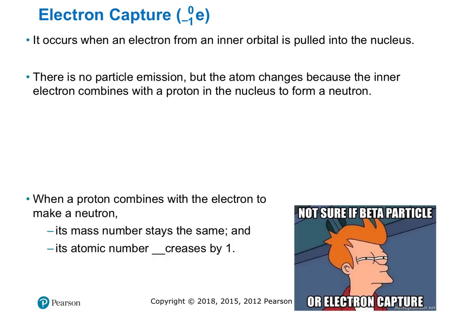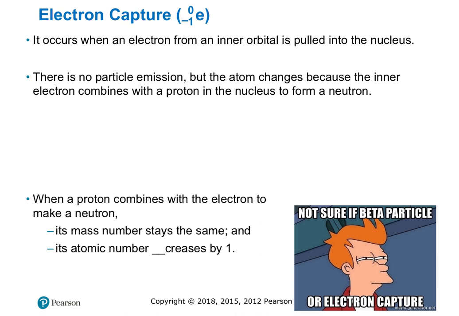So electron capture is where an electron from one of the inner orbitals is pulled into the nucleus. And we don't actually emit any particles, but we're still changing what our element is, because the electron is coming in and basically turning one of the protons into a neutron. And we've seen this before with positron emission.